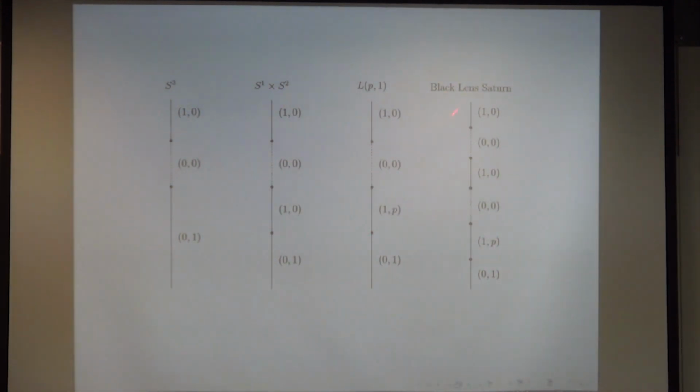And then the black lens Saturn, I'm just playing around with no time left, but you see they have 1, 0, 1, 0, so this is S2 cross S1, and you have 1, 0 and 1, p, so this is L(p), the lens. So you have a lens, and you have this ring around it. So we call it the black lens Saturn, okay?